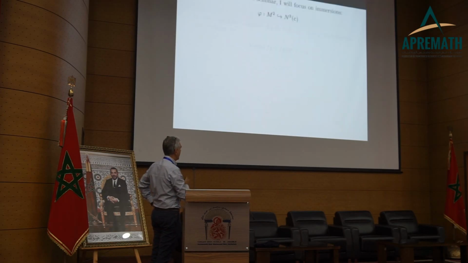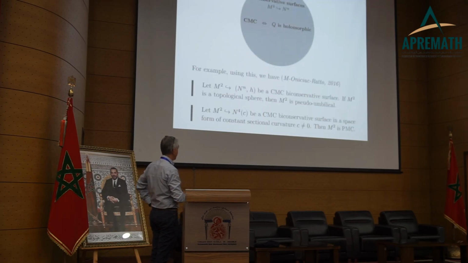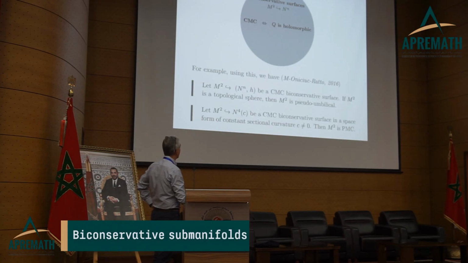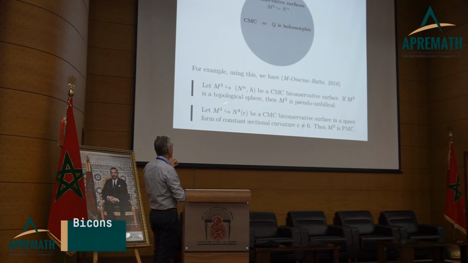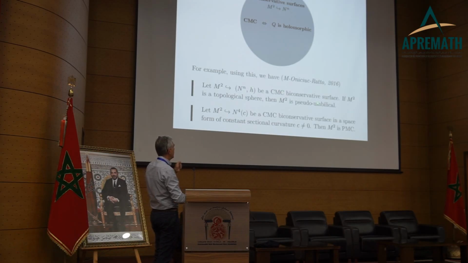Using this, you can of course prove other results. How? Because you assume that your surface is CMC Biconservative, you are in this family, then you know Q is holomorphic, you use the holomorphicity of Q, and you keep going to prove other results.